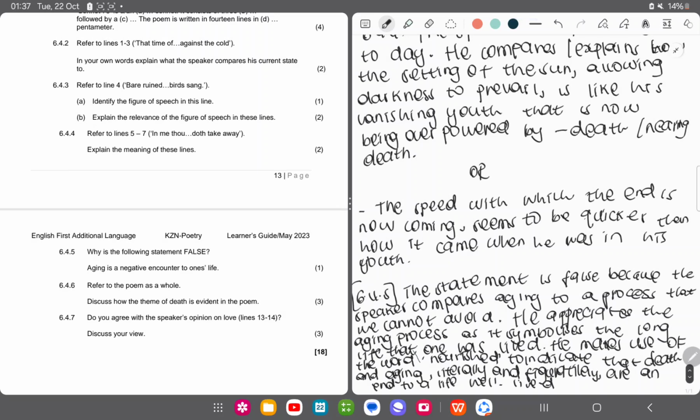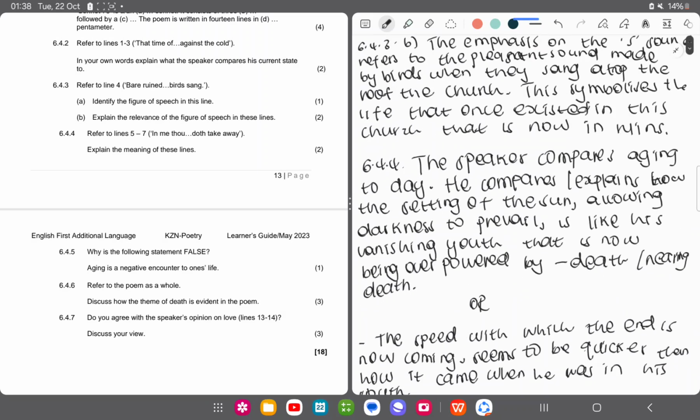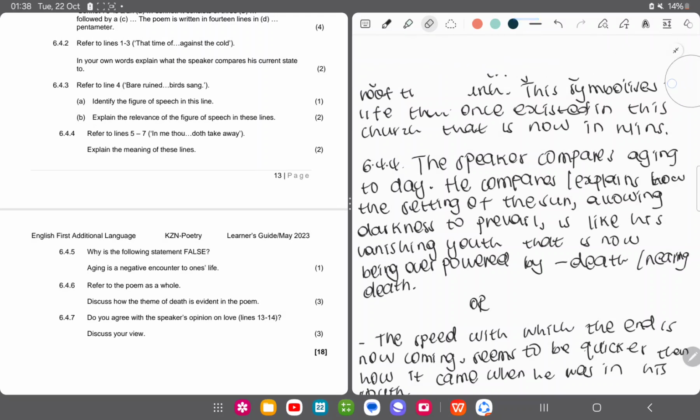Right. So that is the reason why we can say that the statement is false. It is false because the speaker compares aging to a process that we cannot avoid. Means aging is inevitable, right? It is phenomenal, and we cannot overcome aging, right? There is nothing you can do to overcome aging. Hence he appreciates the process of aging, and he explains it in a way that makes it seem as if when you become old, it means you have lived a good life, or you have lived your life well, right?